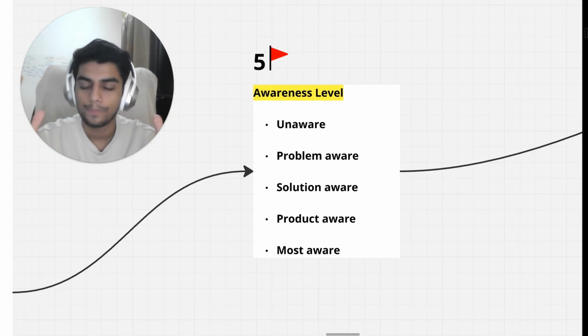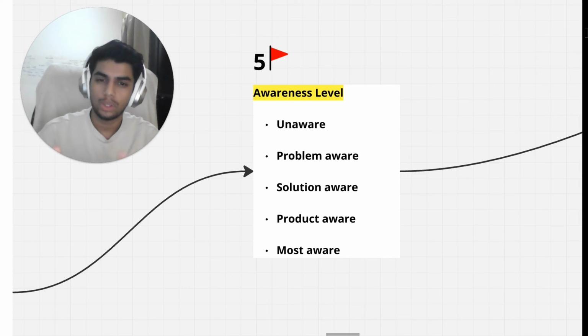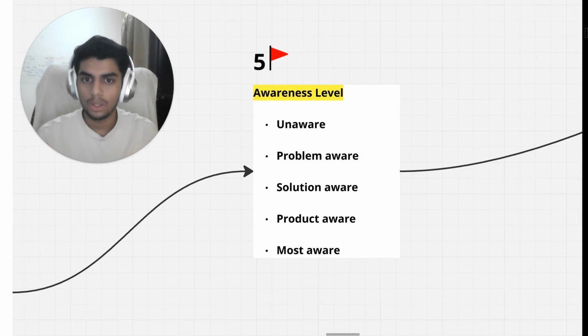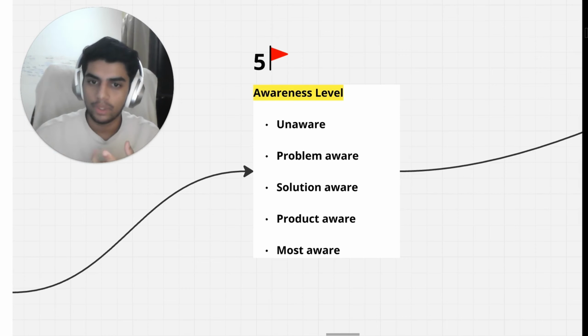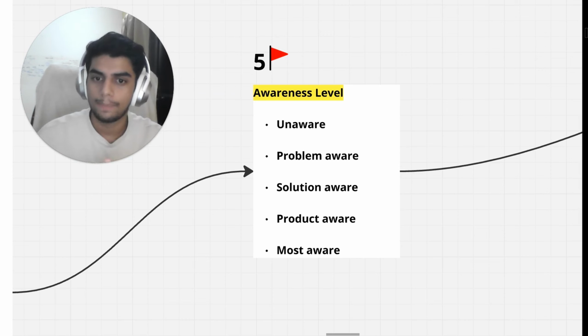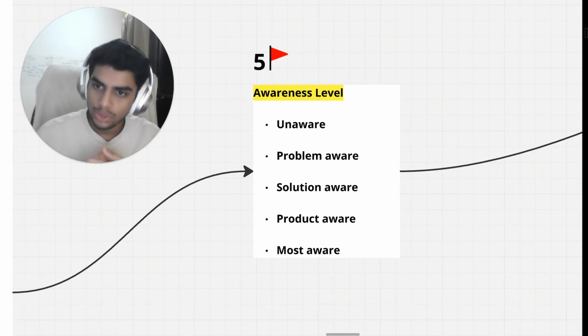So this is the scale, and I don't have any example to show you, but this is how we move from unaware to problem aware, and from problem aware, if you share your copy with them, they become solution aware.